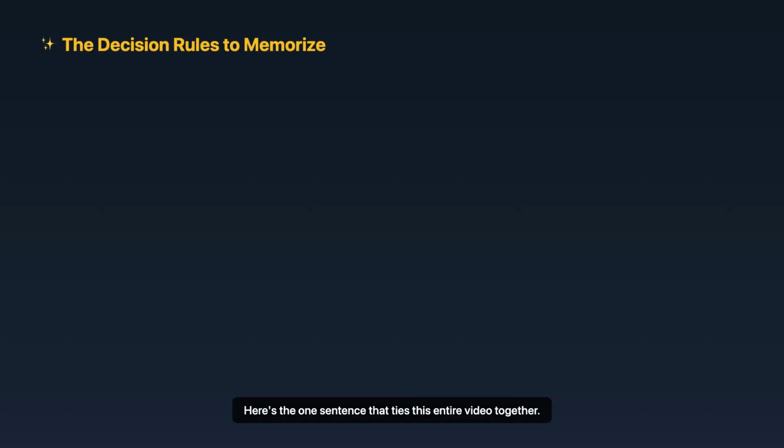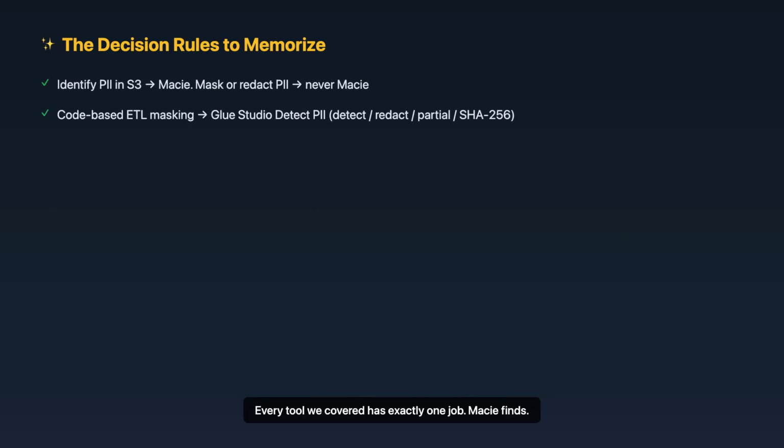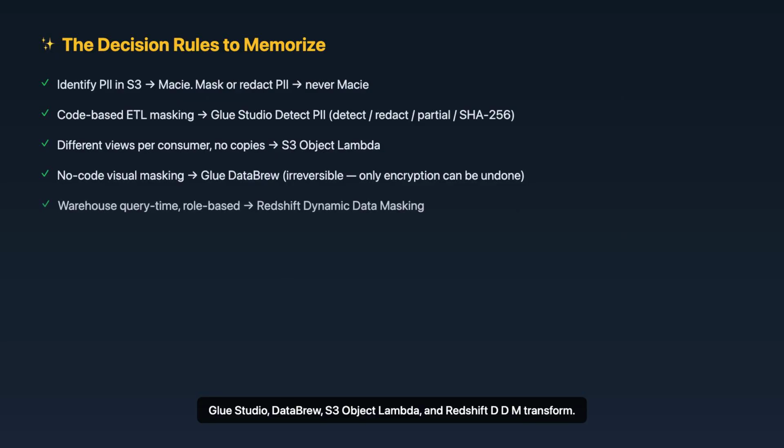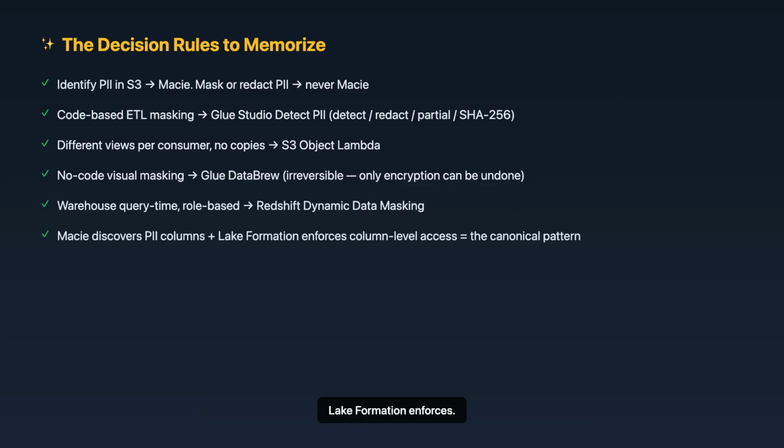Here's the one sentence that ties this entire video together. Every tool we covered has exactly one job. Macie finds. Glue Studio, DataBrew, S3 Object Lambda, and Redshift DDM transform. Lake Formation enforces, SCPs prevent, Config audits. Confuse any 2 of those jobs and you've picked the wrong service.